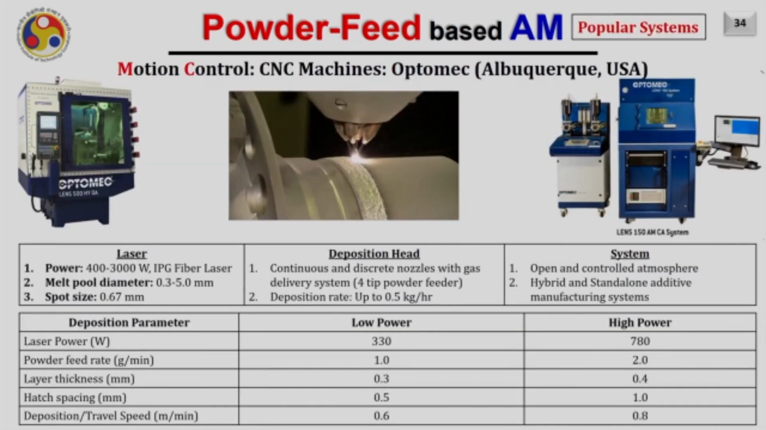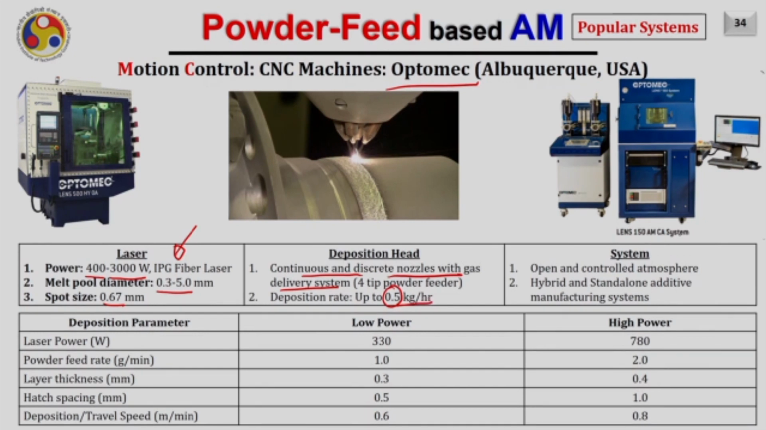So the first popular system I am going to discuss is by Optomec. In their system, they have a laser of around 400 to 3000 watt and they are using an IPG fiber laser. The diameter of the melt pool they are able to obtain is from 0.3 to 5 mm. The spot size at the focal point is 0.67 mm. Their deposition head is a continuous and discrete nozzle with gas delivery system which can deposit the material at 0.5 kg per hour.